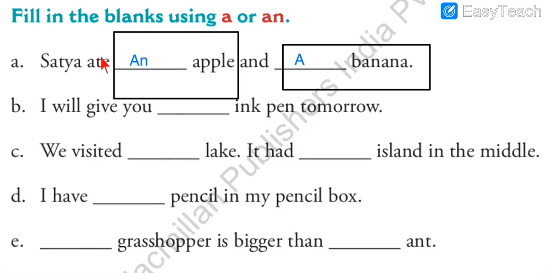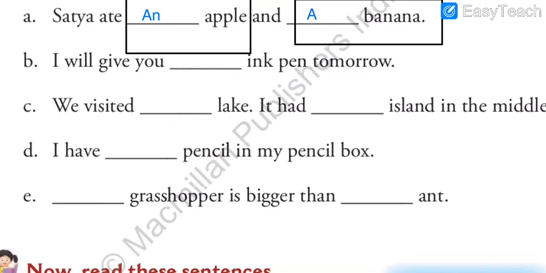See, this here I have written capital, but you don't have to do it. You just have to put small a and here a and small a here too. So here the full sentence will be, Satya ate an apple and a banana. Perfect. So now your English is very much perfect, students, let me tell you.